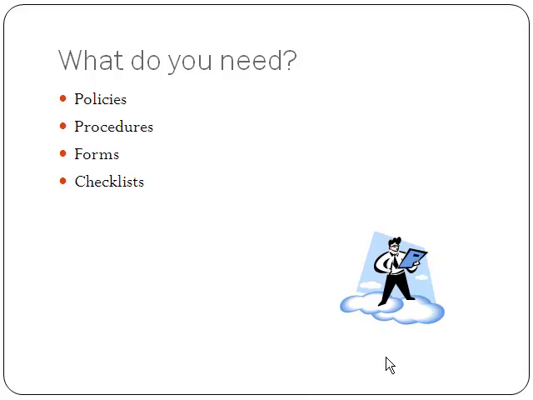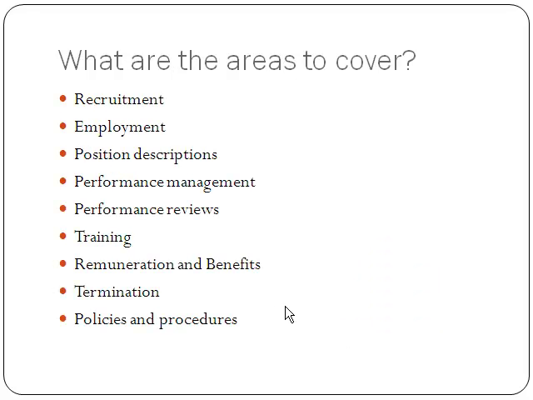So what do you need? You need policies, procedures, forms, checklists, and you need them in different areas. So the areas that would be best to cover are recruitment, so that is recruiting staff, hiring new staff, employment, the actual hiring of them or the paperwork that needs to be done, position descriptions, they are used for both employment, performance reviews, training, a lot of different areas.